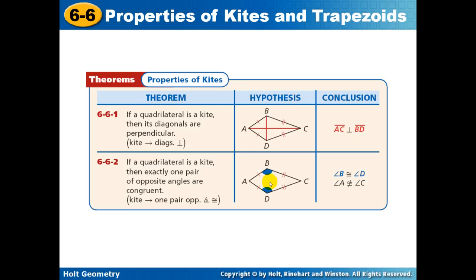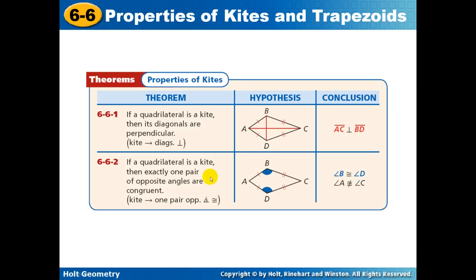We do have a couple of theorems about kites. The first one says that if a quadrilateral is a kite, then its diagonals are perpendicular. So just like a rhombus, which has perpendicular diagonals, a kite has perpendicular diagonals. We get the nice little set of right angles there on the inside where the diagonals intersect.